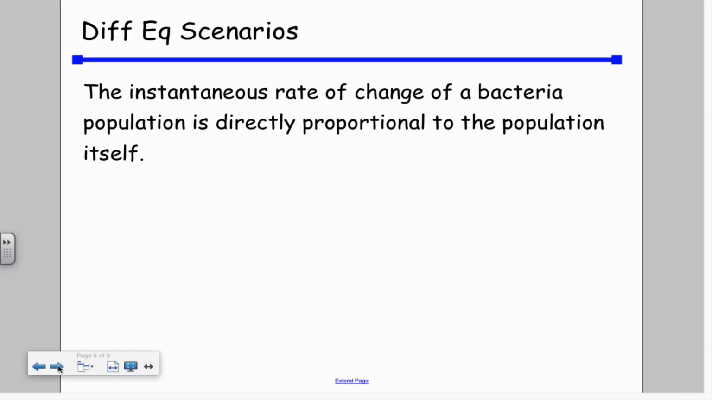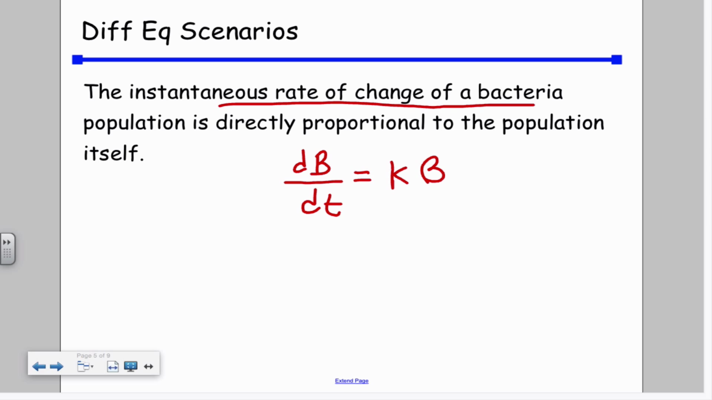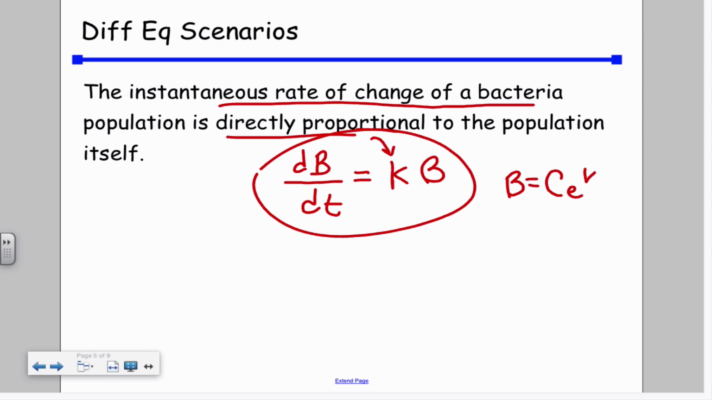We had differential equation scenarios. So here's an example. The instantaneous rate of change of a bacteria population is directly proportional to the population itself. And in these problems, what we have to do is write the differential equation first. So I'm going to use the letter B to represent the bacteria population. And I'm going to have dB dt represent the instantaneous rate of change of the population. And we're saying that's directly proportional to the population itself. Okay, so that direct proportion translates into this kB right here. Anytime you have a direct proportion to a concept itself, you use this kind of formula. Okay, and remember we can solve that, and we're going to get B equals C e to the kt.